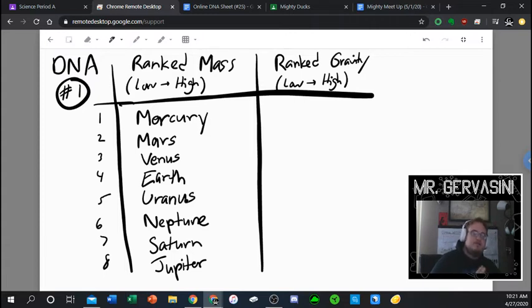What we want to do now is to see if gravity matches this order. If it's flipped, if it goes Jupiter, Saturn, Neptune, Uranus, Earth, Venus, Mars, Mercury, it's opposite, it's a negative relationship. So that would mean more mass means less gravity. Or if it matches this order, it would mean that it's a positive relationship. If some planets are out of order, we'll have to take a look at that.